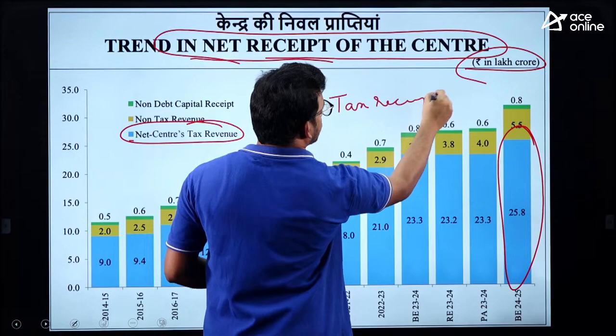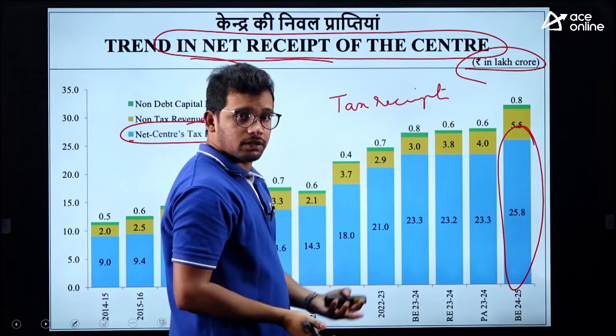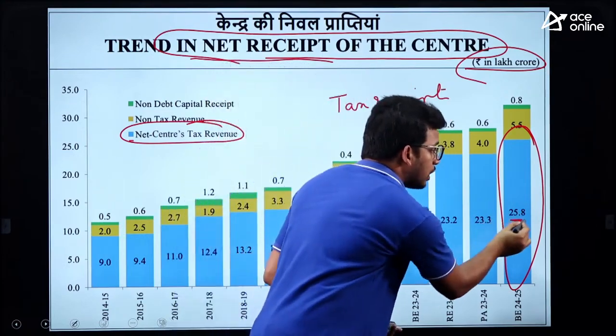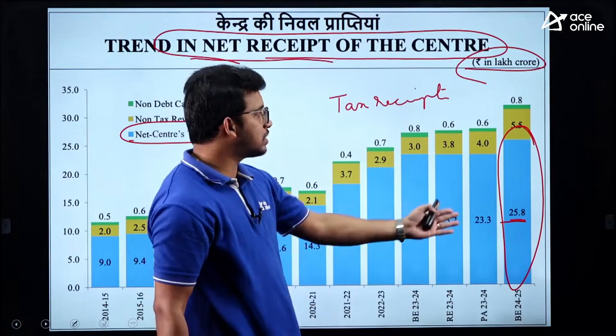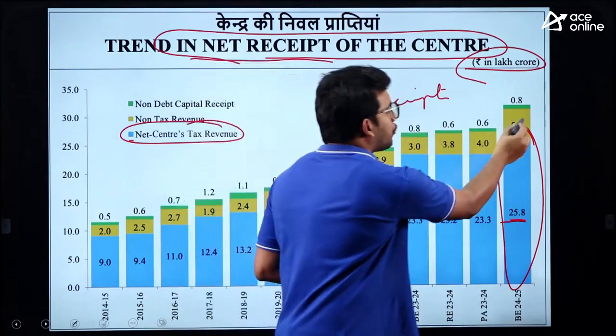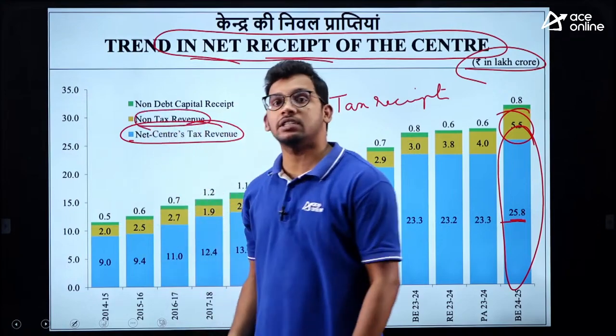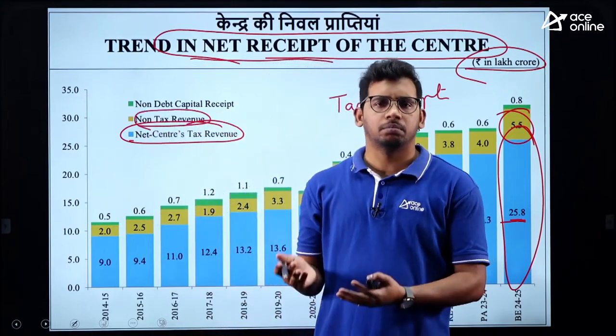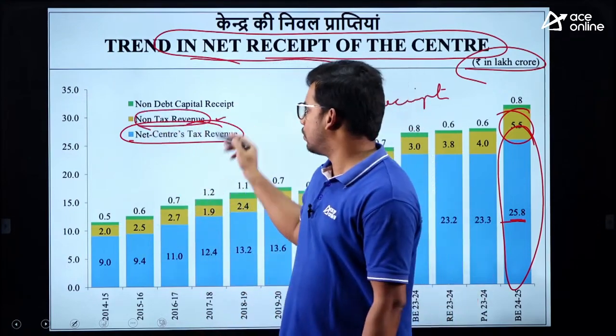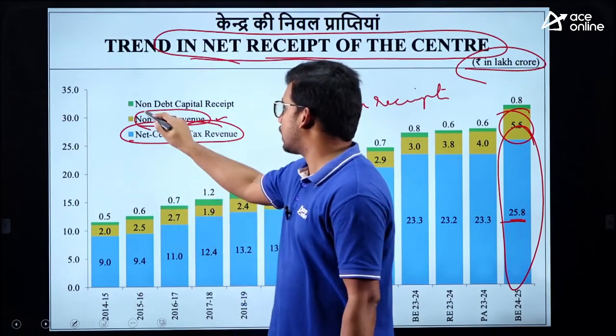Tax receipts are the highest for the government, direct tax plus indirect tax. 25.8 lakh crores the government is getting from taxes, and 5.5% the government is getting from non-tax revenue, that means fees or stamp duties, all those things come under non-tax.